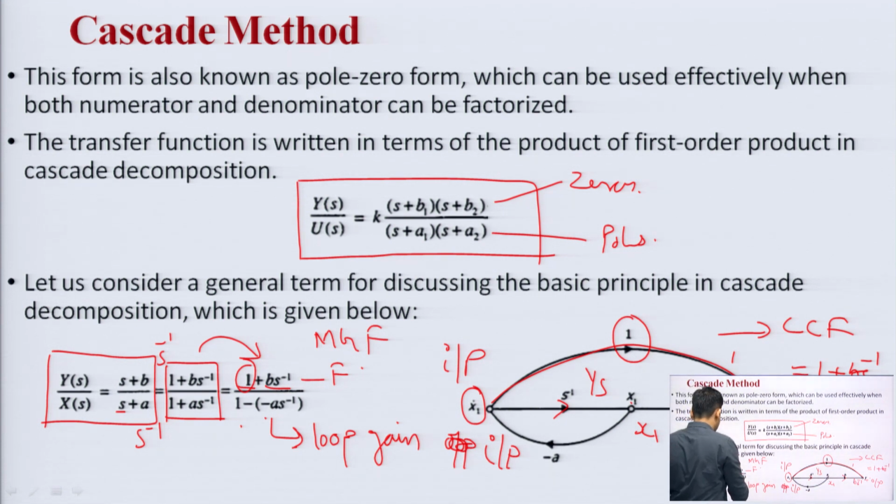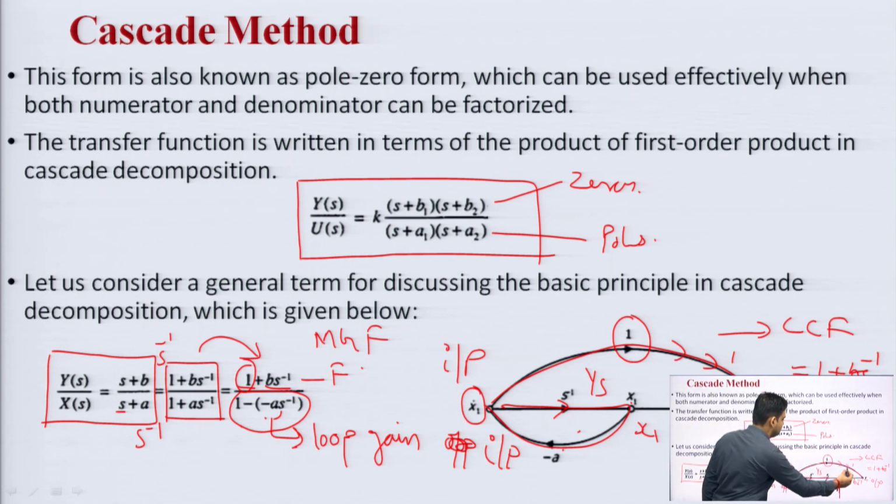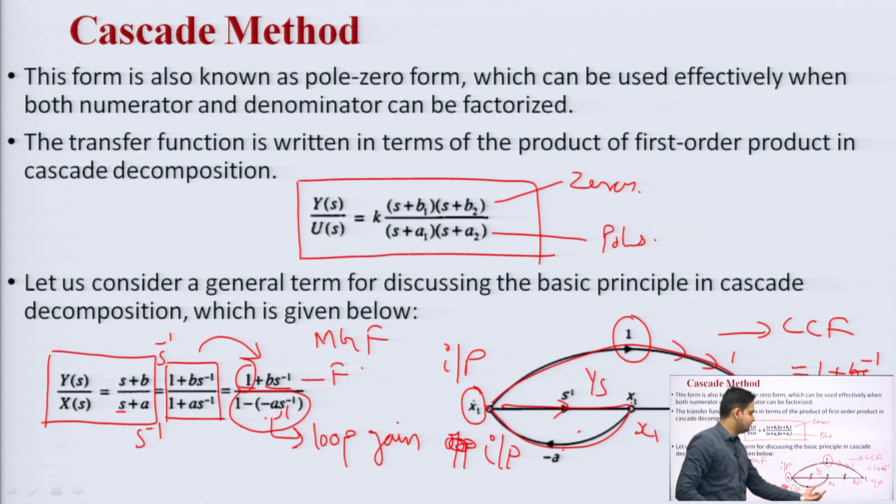For the denominator part, I have to look for the loop gain. S inverse is present here and the gain here is minus of A. So I have to complete this loop with minus of A, and this loop will give me the denominator part, 1 minus A s inverse. In this way you can make a generalized concept: the numerator part gives you the feed forward path and the denominator part gives you the basic loops or feedback loops. So in this way we can make the SFG for such type of expression.